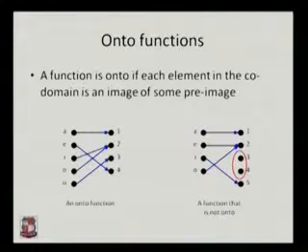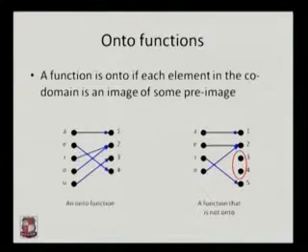For the second example, the range of the function is {1, 2, 5} and the codomain is {1, 2, 3, 4, 5}. So the range of f is a subset of B, that is okay, but the range of f is not equal to the codomain. So here the range of f is not equal to the codomain, so that is not an onto function.